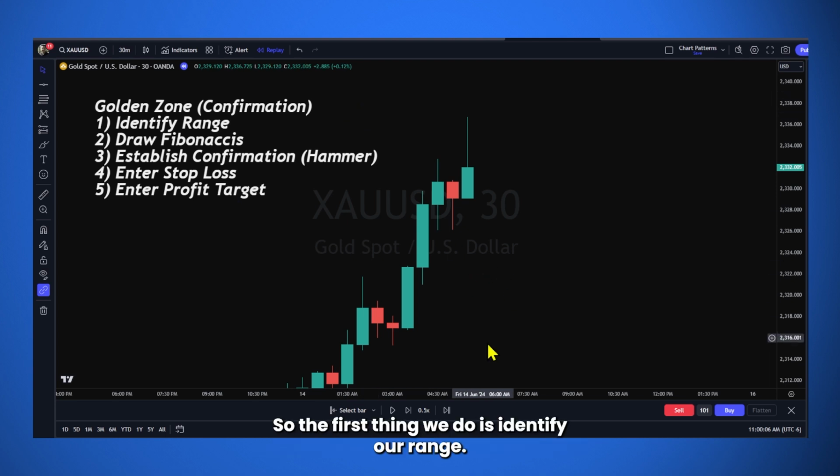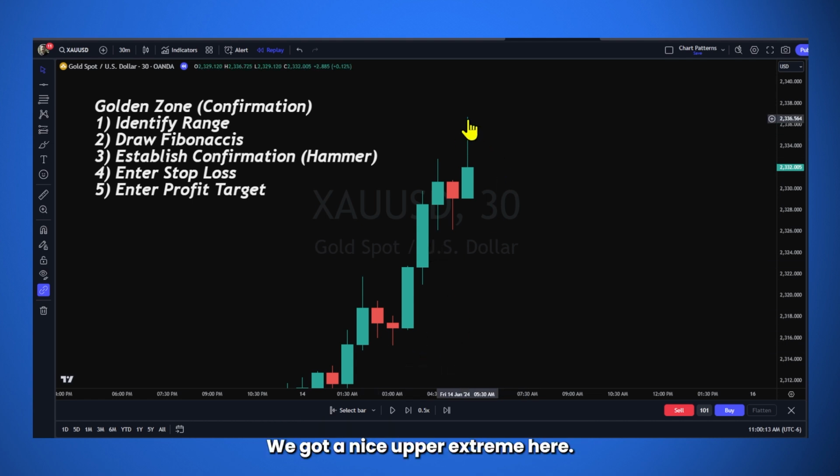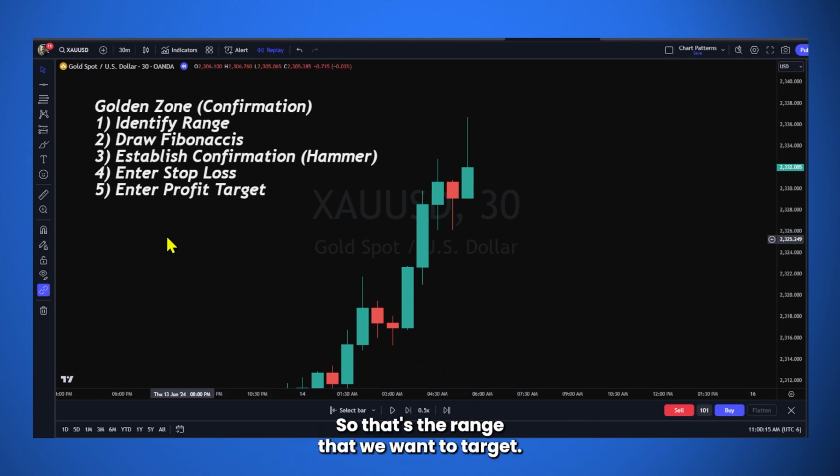So the first thing we do is identify our range. We notice we're in sort of an uptrend here on the gold 30-minute chart. We've got a nice swing low here. We've got a nice upper extreme here. So that's the range that we want to target.